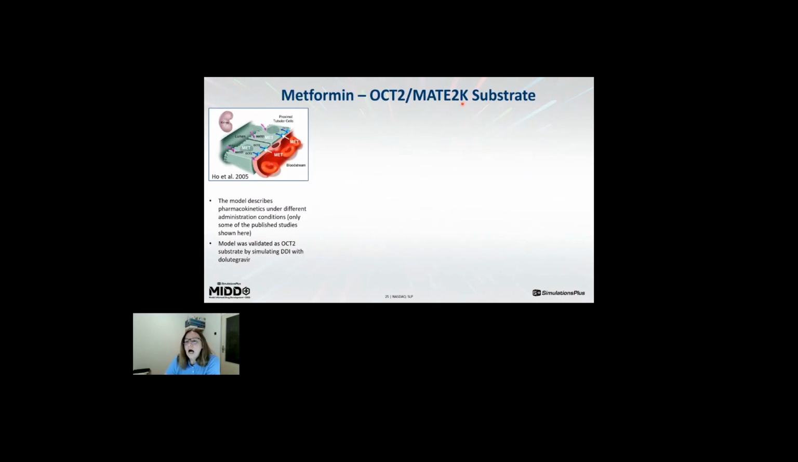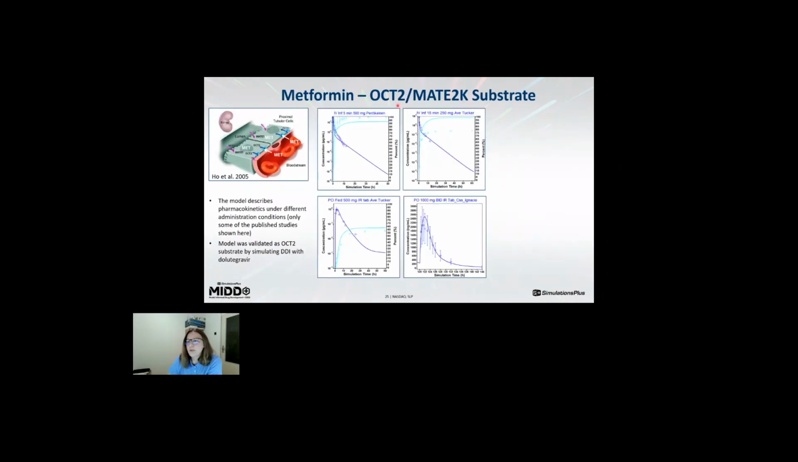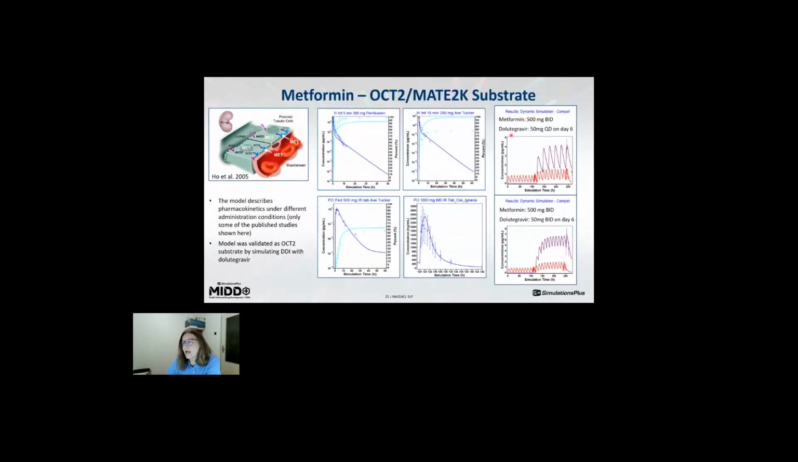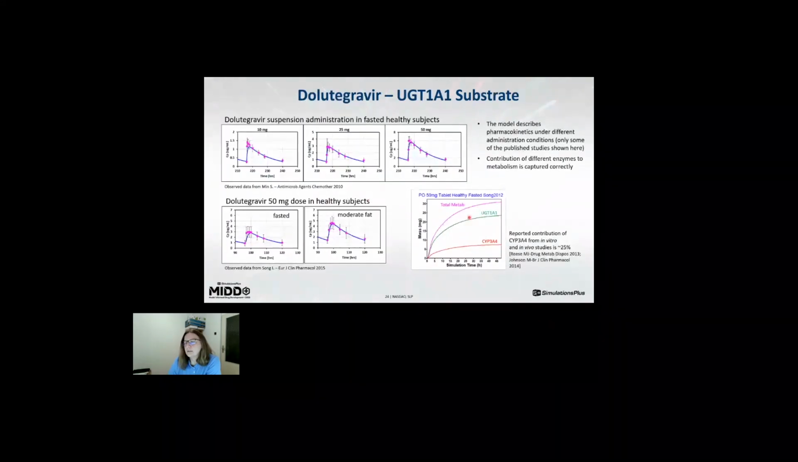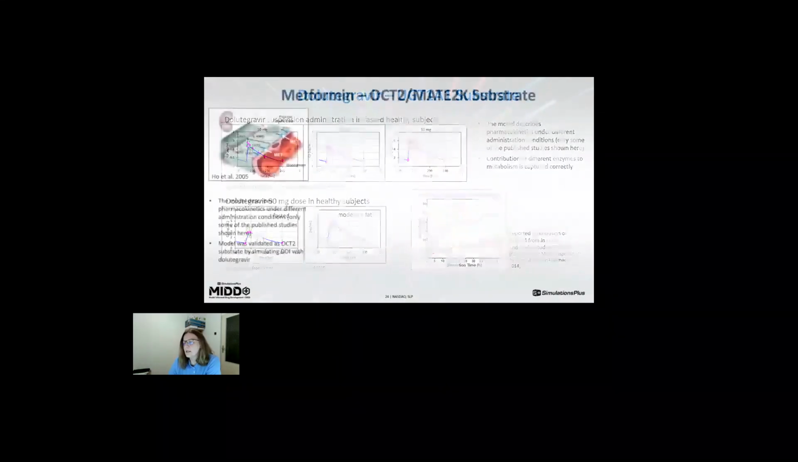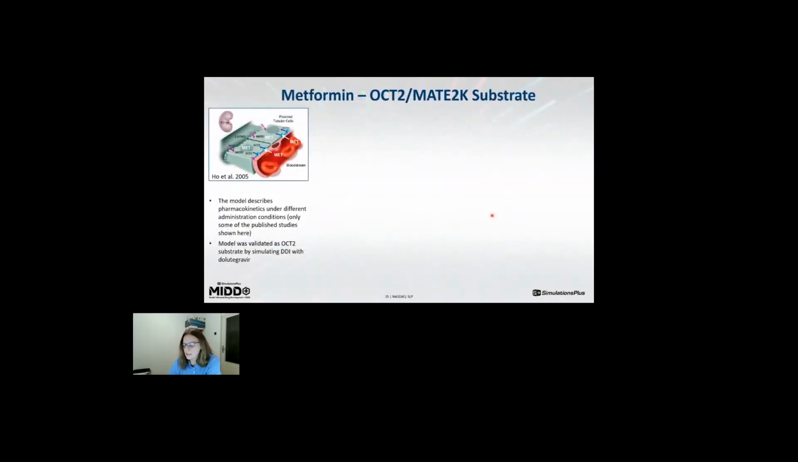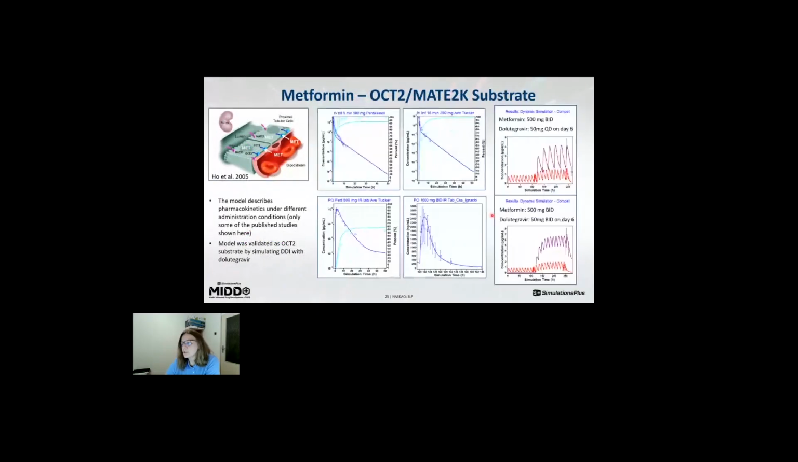This is for metformin, which, of course, was built as an OCT2 substrate, so for transporter-mediated DDIs. And actually, we were able to study a DDI between metformin and dolutegravir. So the model that we have built here to describe the PK and serve as a UGT1A1 substrate is now also available or could be used for prediction of DDI as an OCT2 inhibitor. It was validated with the metformin.